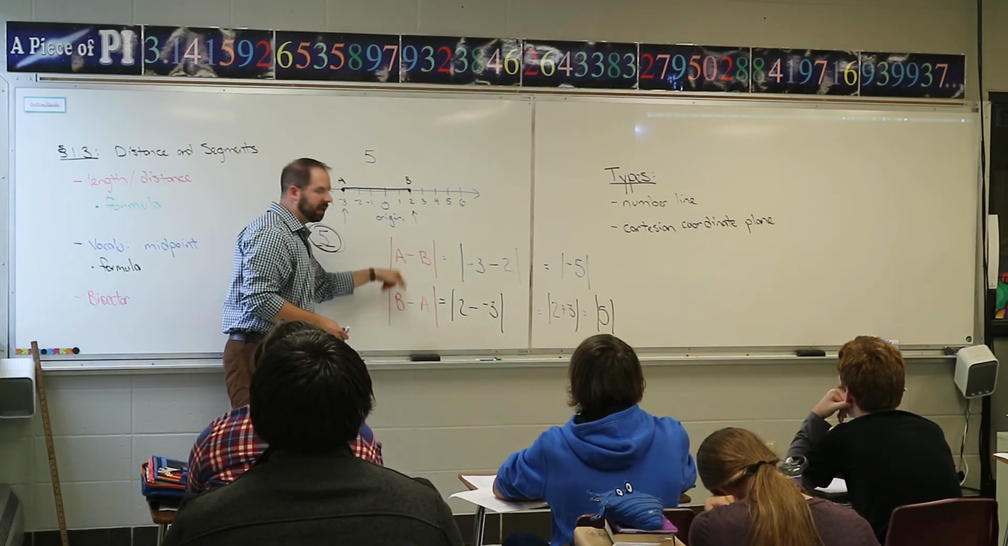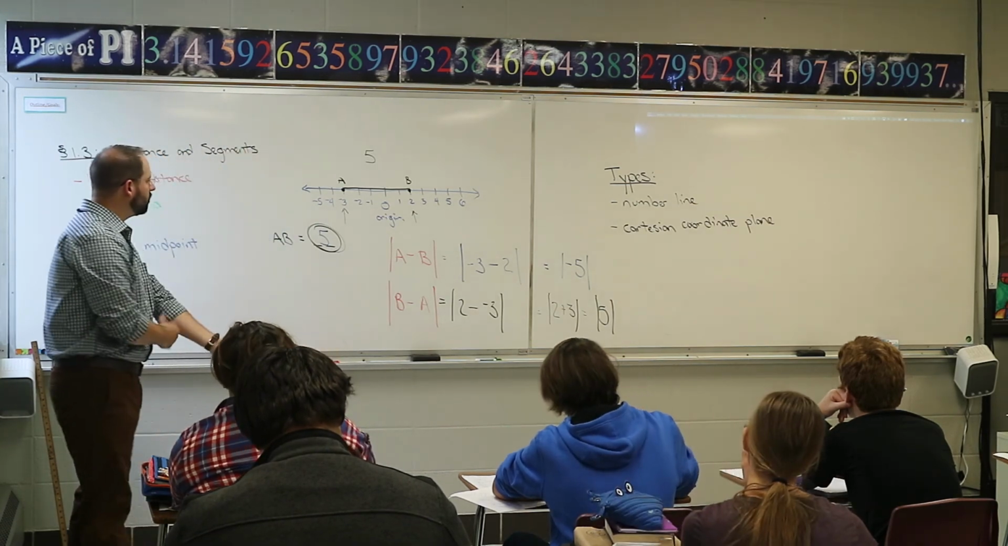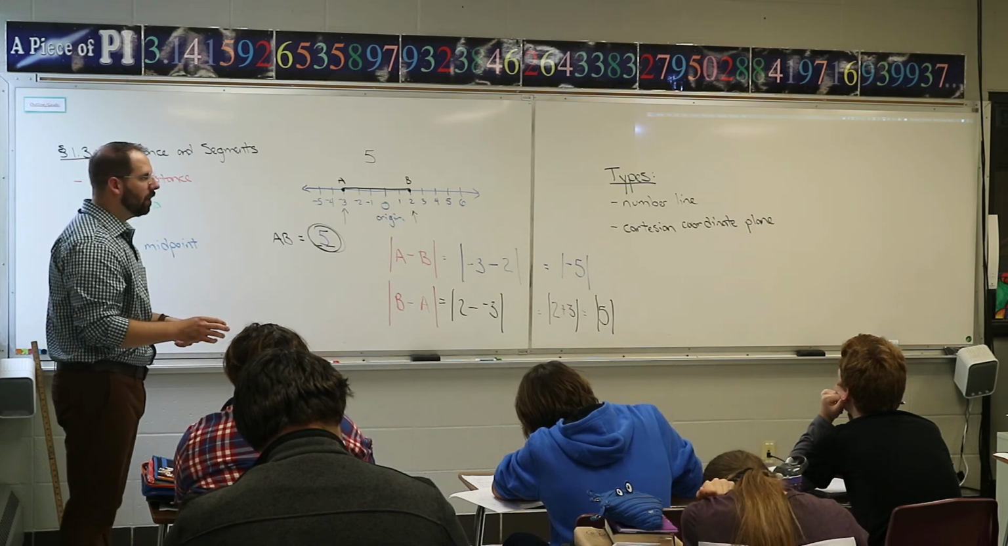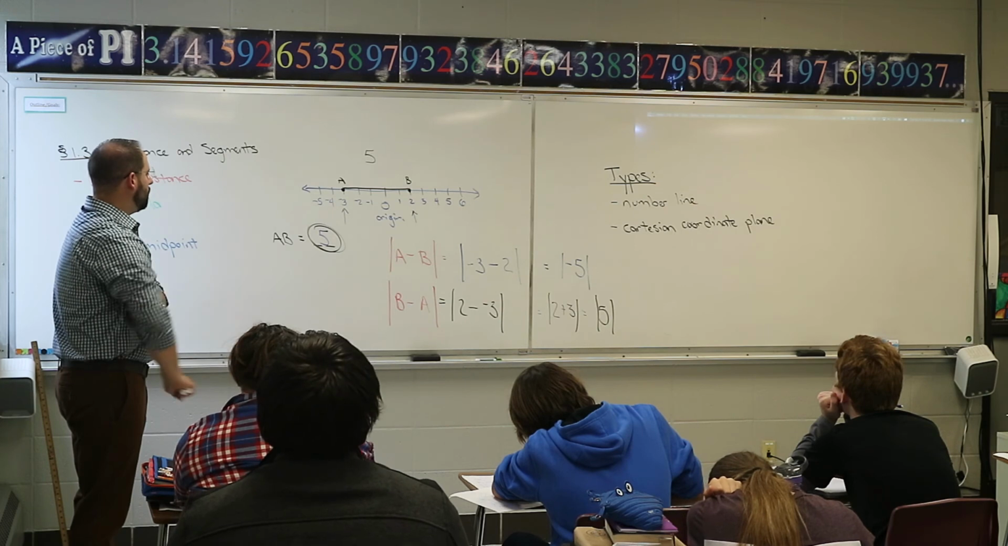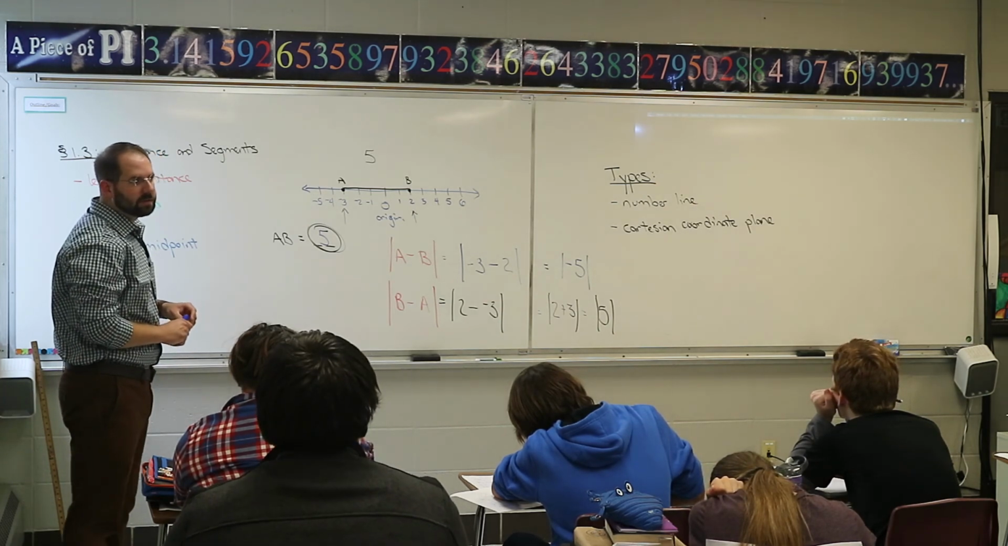This is the formula I'd like you to have written down. It doesn't matter the order you subtract, as long as you put absolute value bars, it will work every single time. All right, questions? Questions about the number line and how to find distance on it.